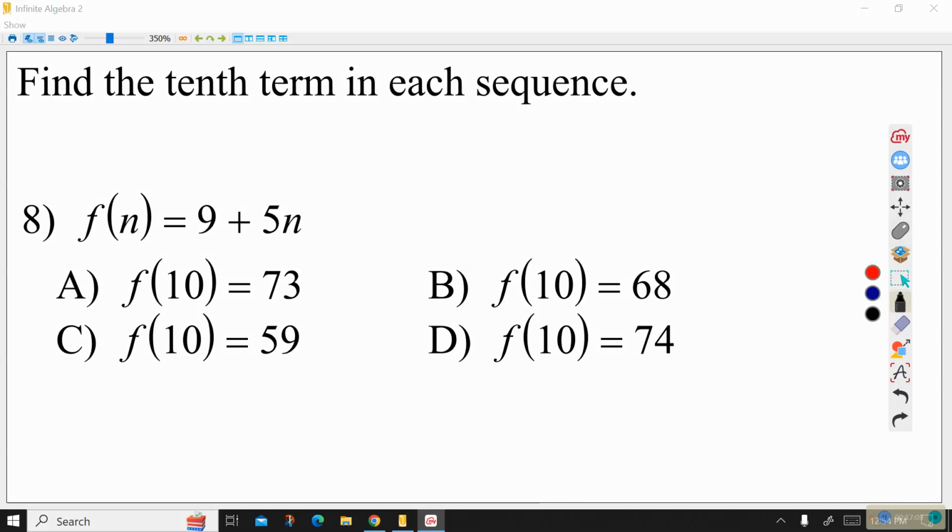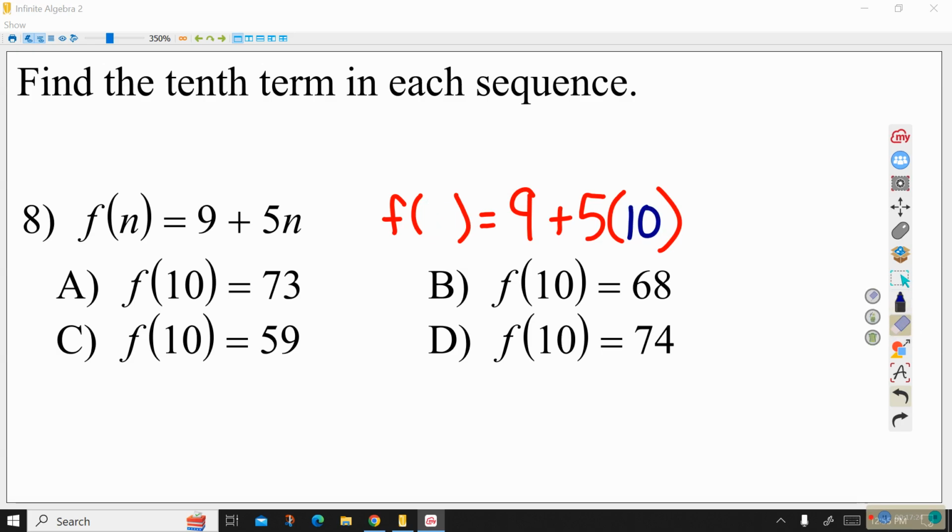So for number 8, in this problem, we want to calculate what f of 10 is. So to get f of 10, I wait till I get the n, and then instead of writing the n, I'm going to put 10. I've been writing both of these in blue so you guys can see it stand out against the other color.